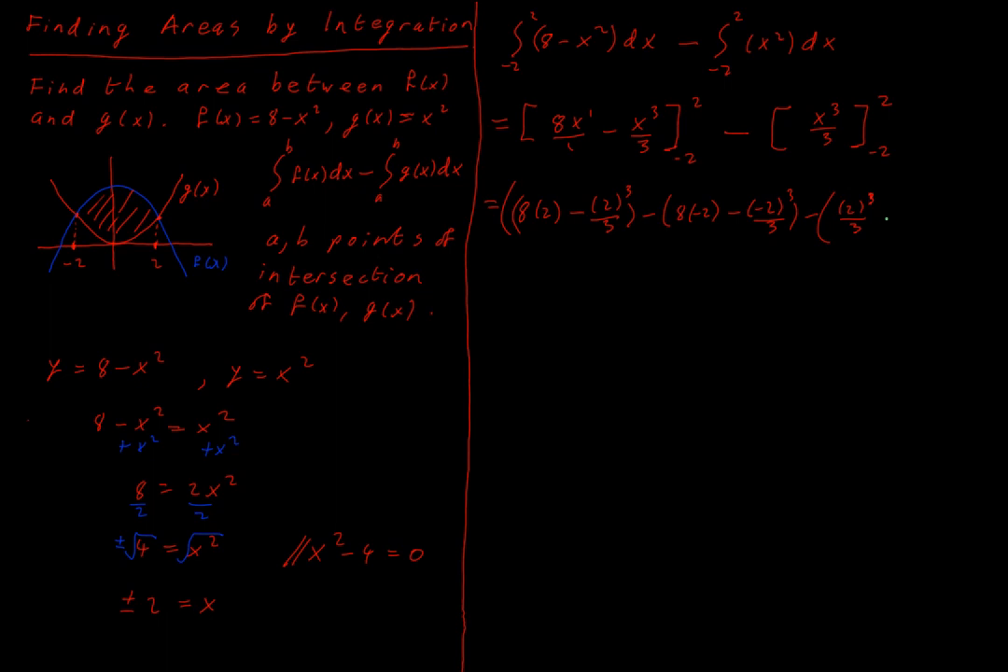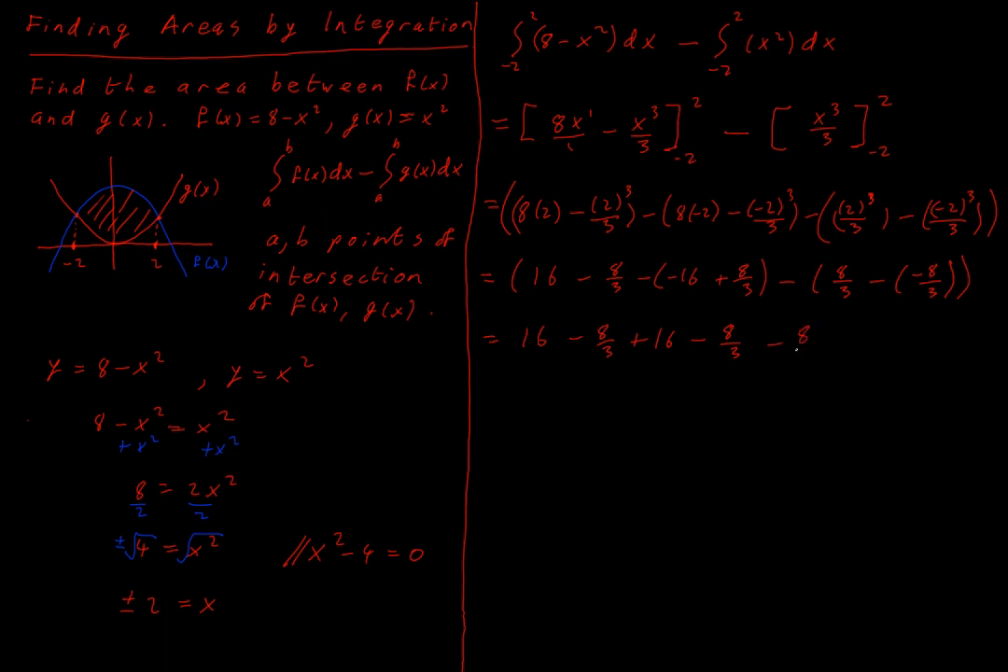2 cubed all over 3 minus minus 2 to be cubed all over 3. We get 16 minus 8 all over 3 minus minus 16 plus 8 all over 3 minus 8 all over 3 minus minus 8 all over 3. So 16 minus 8 all over 3 plus 16 minus 8 all over 3, minus 8 all over 3, minus by minus is a plus, minus 8 all over 3.